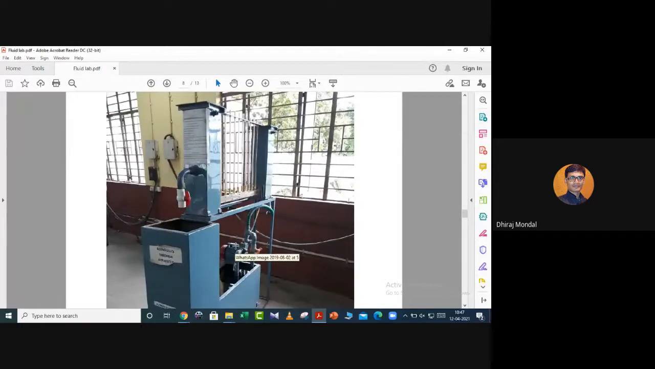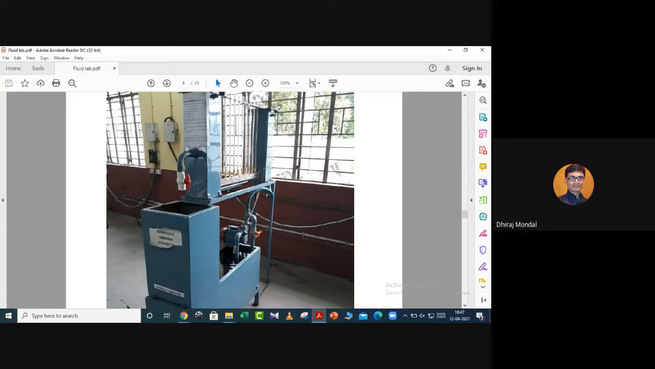This is the Bernoulli's apparatus, you can see. Bernoulli's apparatus is one type of apparatus. Here the algebraic sum of pressure head, kinetic head, and potential head, that is, energy in terms of head, is conserved. That means the total summation of the three heads at this point is equal to that at this point. That will be justified with the help of the Bernoulli apparatus. Whether Bernoulli was correct or not, we can check with the help of this apparatus.